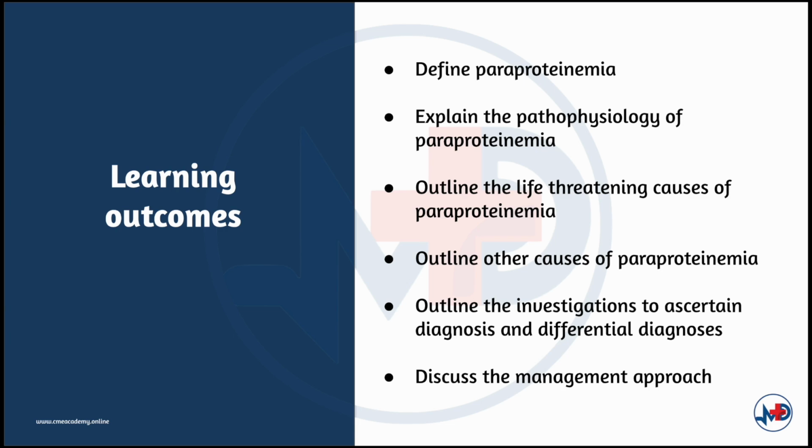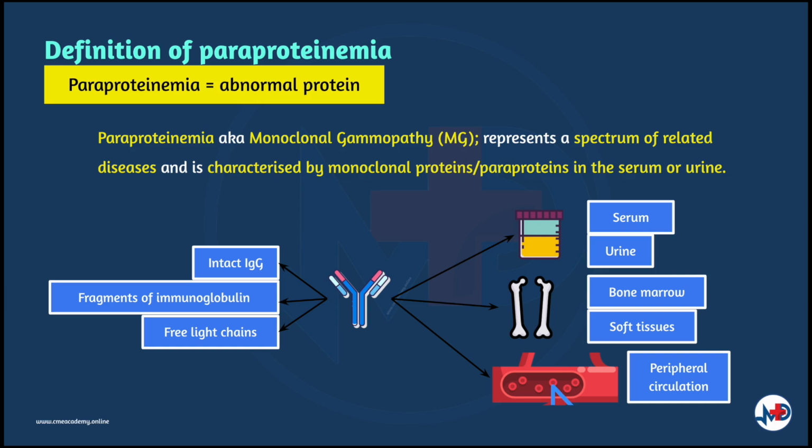Let's get started. First, let's look at the term paraproteinaemias, also known as monoclonal gammopathies. In this deck, we will be using them interchangeably. The prefix para here refers to being abnormal, hence abnormal proteins. Paraproteinemia represents a spectrum of related diseases and it's characterized by monoclonal proteins or paraproteins in the serum or urine.